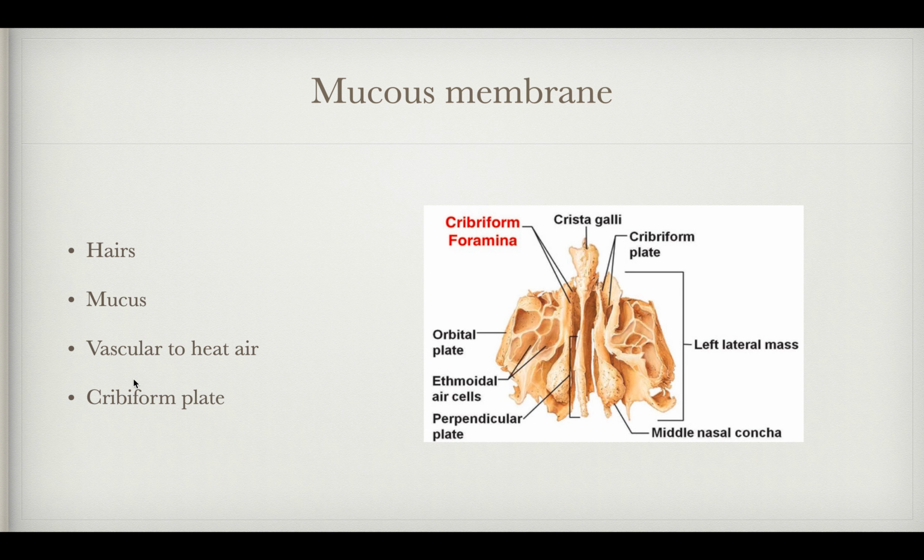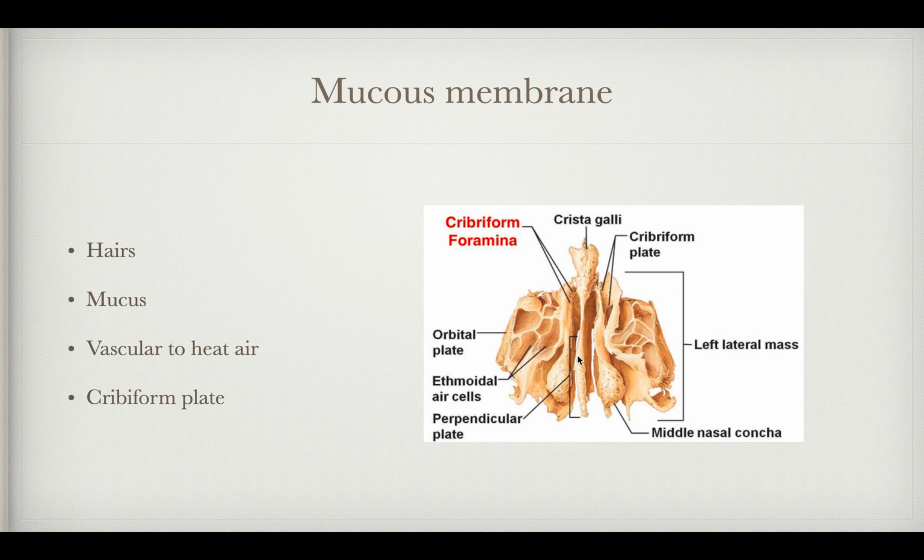So all of that is very vascular in order to secrete the IgAs and to provide a lot of heat in order to heat the air. Because if you've noticed, you smell a lot better when in a warm environment versus a cold environment. So all of that also covers the cribriform plate to maximize the amount of odor molecules reaching it.